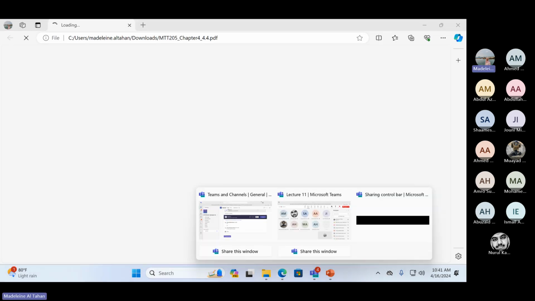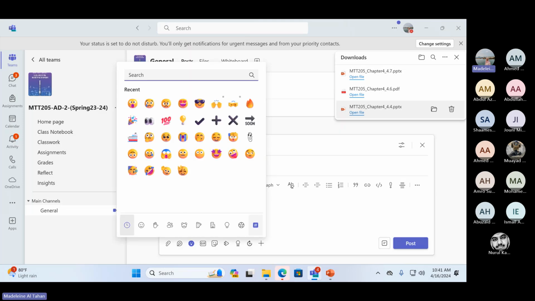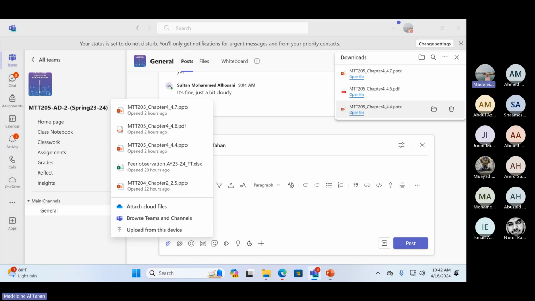I will share with you the annotation. The attendance will be downloaded for me, so no need for taking it and wasting time.